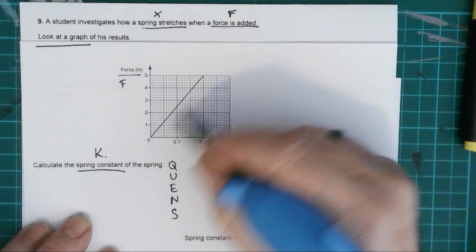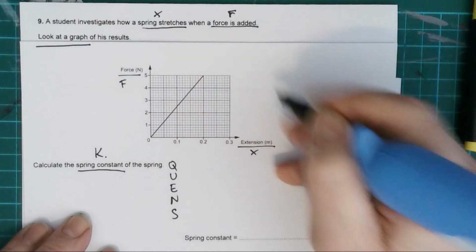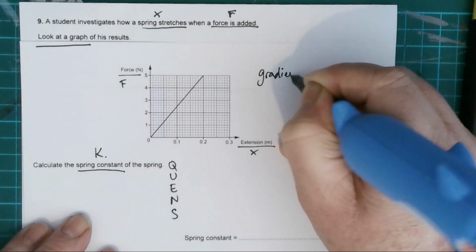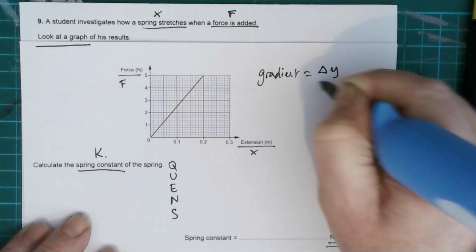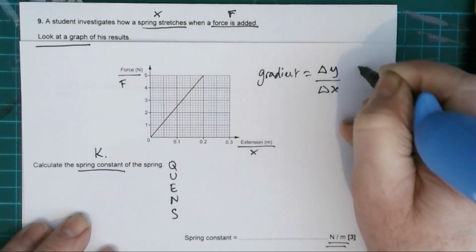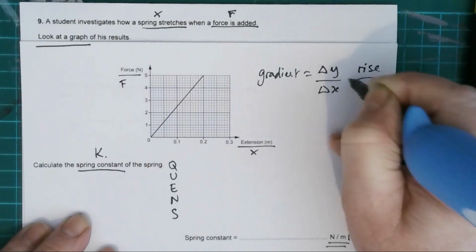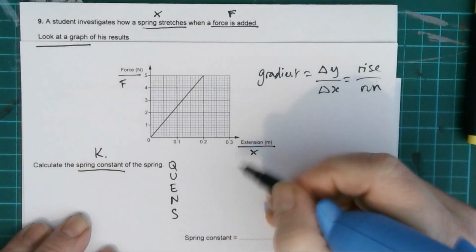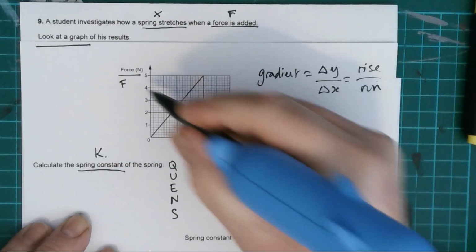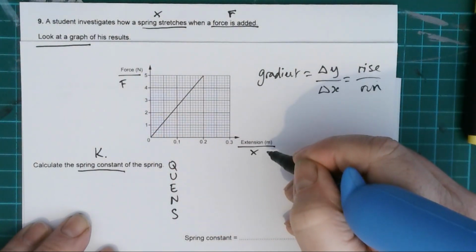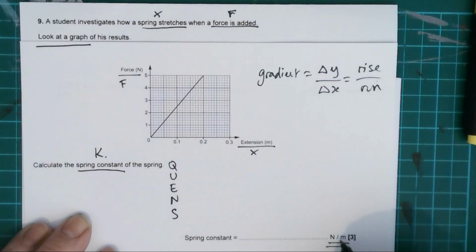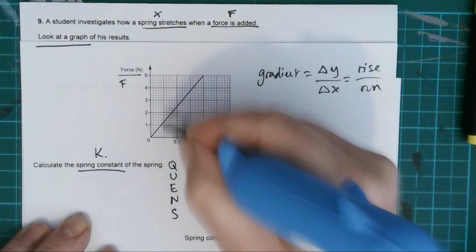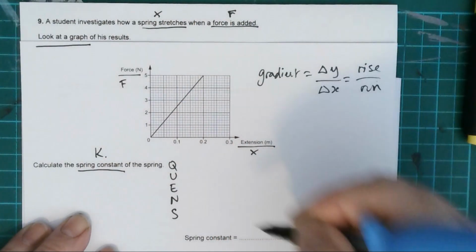Now, what does the gradient give me? The gradient, remember, is the change in y divided by the change in x. You might know that as rise over run. Okay. In this case, the gradient is going to give me force divided by extension. Force is measured in newtons, extension is measured in meters, and look at the answer line, newtons divided by meters. That's telling me the equation that I need to use. That's telling me newtons divided by meters gives me the gradient of the graph, so I need to actually calculate the gradient of the graph.